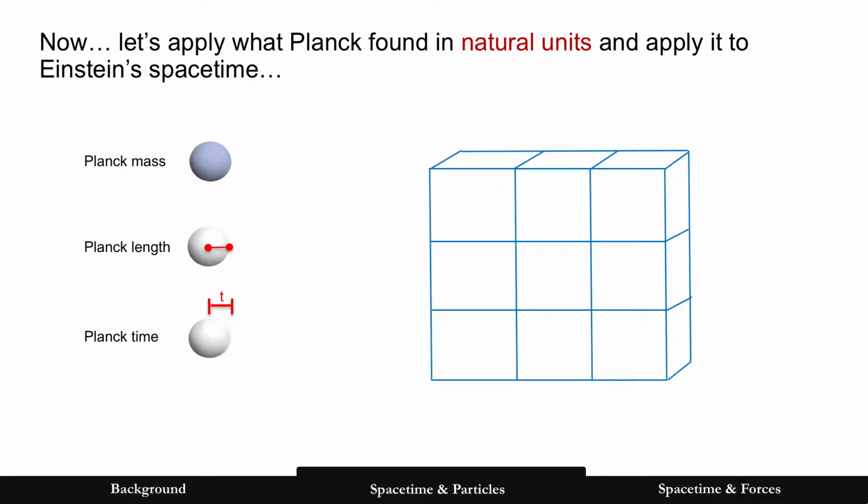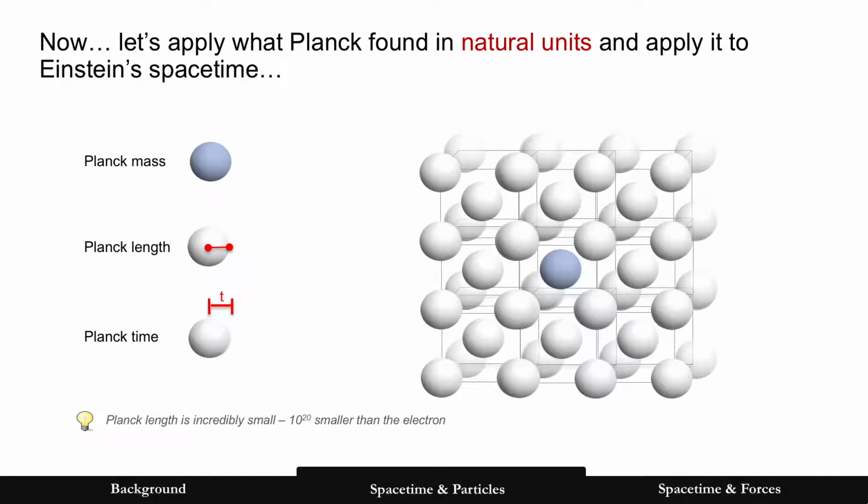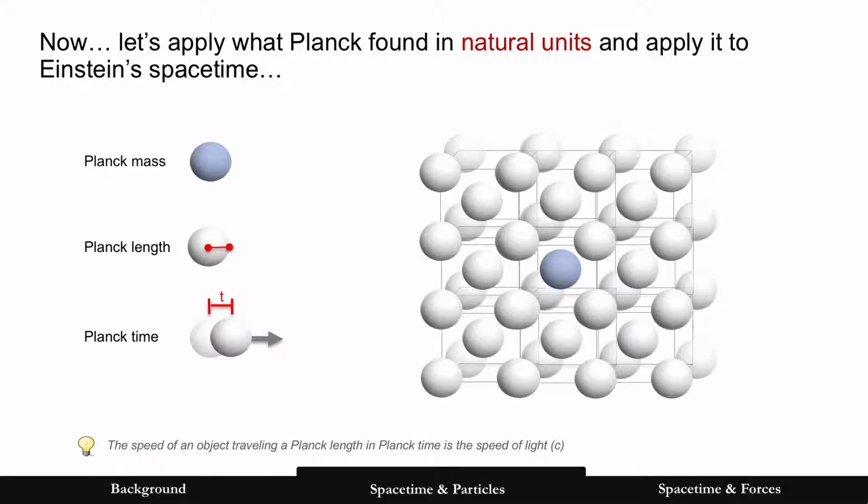All right, let's try to break this down and see if we can make sense of it. And so let's apply what Planck found as natural units and put it in space-time. Right, let's put the Planck mass there. And let's define a three-dimensional grid with objects at Planck length. And then what is Planck time? Well, that describes motion. And if you take a Planck length divided by Planck time, you get a speed, and that speed is the speed of light, how fast light moves and electromagnetic waves move.